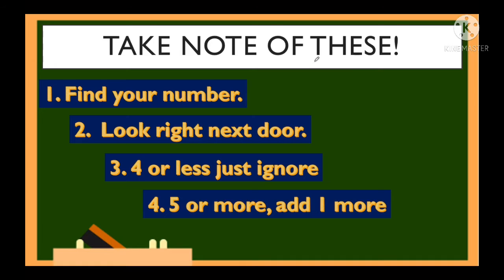Find your number, look right next door, four or less just ignore, five or more, add one more. Again, find your number, look right next door, four or less just ignore, five or more, add one more. That's just to memorize these four steps, because you are going to use these four steps in rounding of numbers.